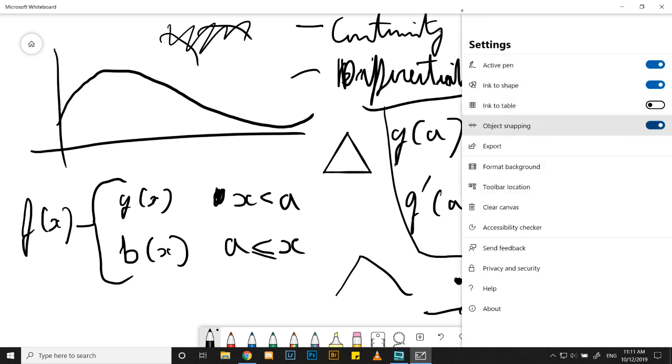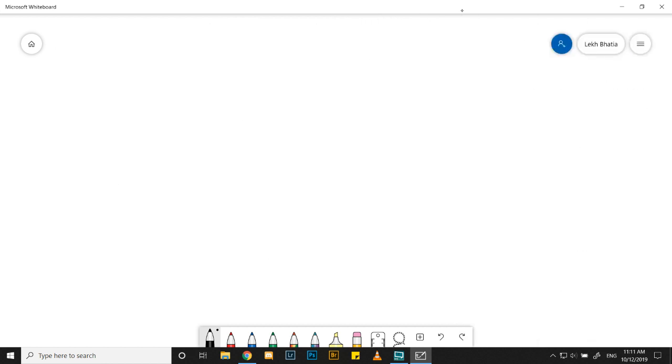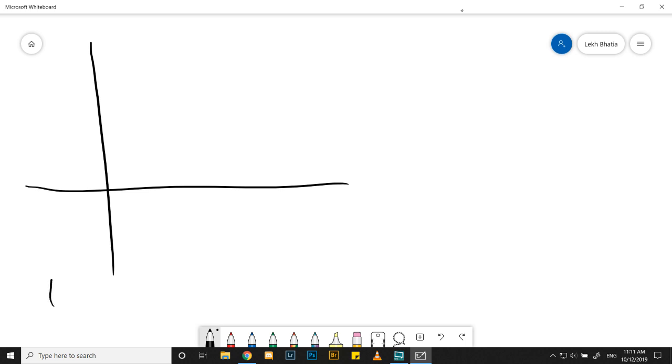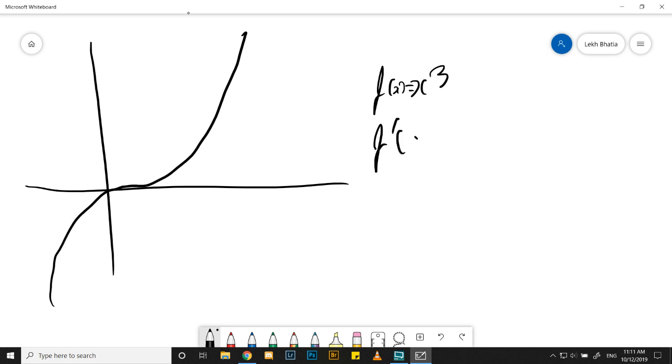You know it's always increasing or always decreasing based on what the derivative is doing, or based on some properties of the original function. So let's look at the cubic function, which is always increasing. f of x equals x cubed. The derivative of this is equal to 3x squared. Now x squared is always going to be positive, and 3 is also positive, so 3 times x squared is always going to be positive. That's why it's always increasing.